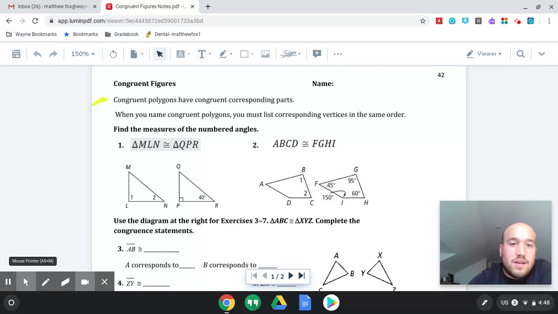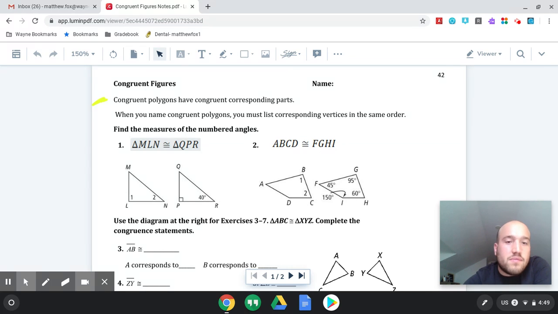Now it says here, congruent, which we know, polygons have congruent corresponding parts. So corresponding, think back to last chapter. Corresponding meant it was like both of them were up to the top right, or my two shoes I said were corresponding because they were from the same set. They kind of match up.